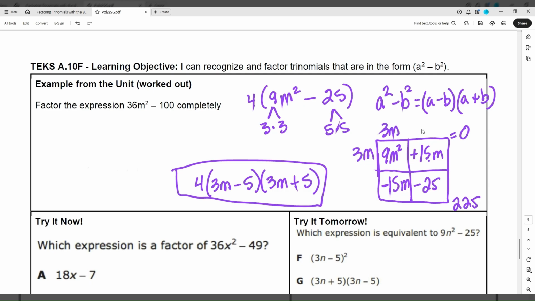Now going from here, you'll see that this is going to be plus 5 and this is going to be minus 5. I did that setup a little fast, but that's okay. It should be review at this point.